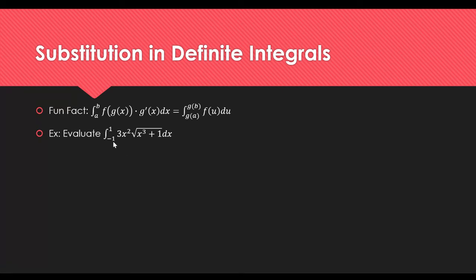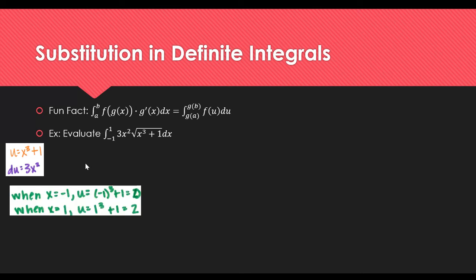So I'm going to evaluate from -1 to 1 the integral of 3x squared times the square root of x cubed plus 1 dx. So I start with finding u. That's always my inside function. So u is going to be x cubed plus 1. We find the derivative of that for du. So the derivative of x cubed is 3x squared, and then the derivative of 1 is 0. So u is x cubed plus 1. Du is 3x squared, which is nicely already in our problem for us.